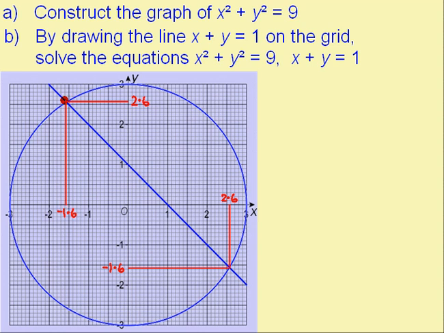So that's here and here. So if I look at this one, I have an x value of minus 1.6 and an associated y value of 2.6. And if I look at this one, I have an x value of 2.6 and an associated y value of minus 1.6. So these are the solutions.